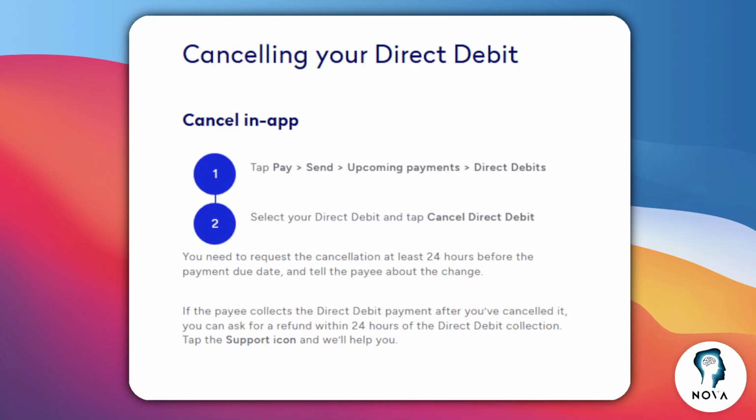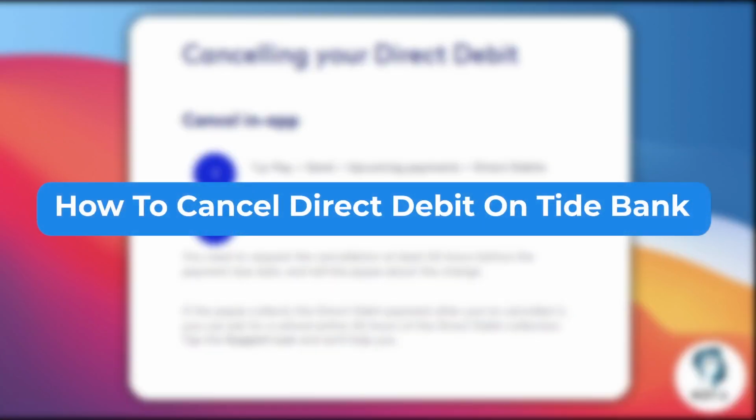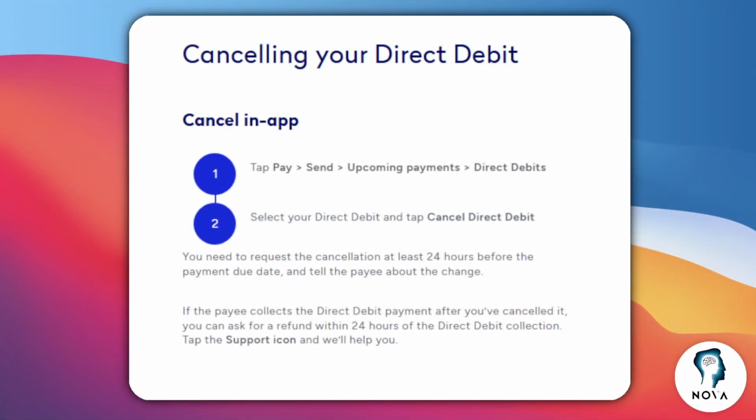In this video, I'm going to show you how to cancel your direct debits on the Tide bank. You can cancel a direct debit directly from the Tide app. Tide, of course, recommends canceling it at least 24 hours before the payment due date and also notifying the company that you're paying.